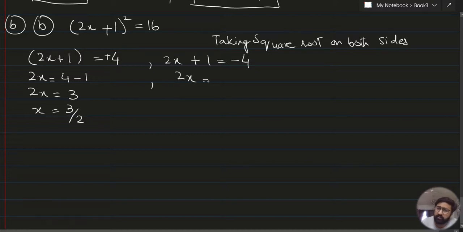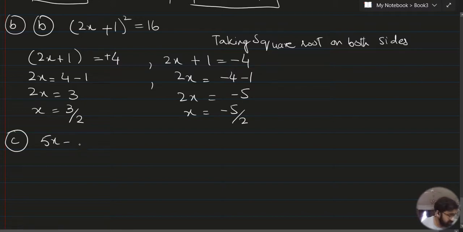I'm going to simplify the other side as well. So it is going to give me minus 5, and x is equal to minus 5 by 2. Let's move on to the c part. It is 5x minus 4 whole square, it is equal to 81.